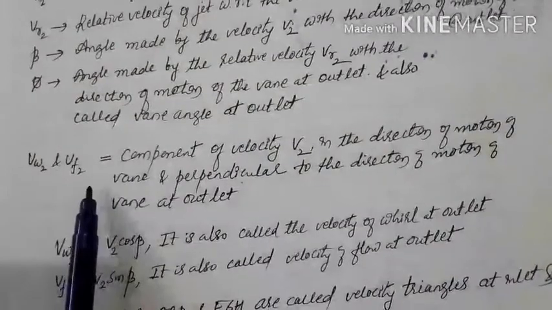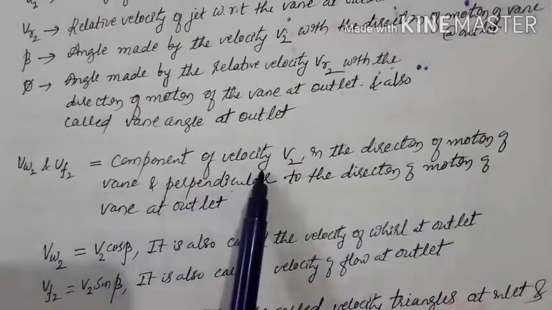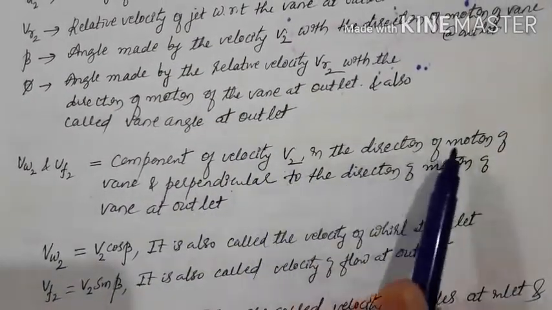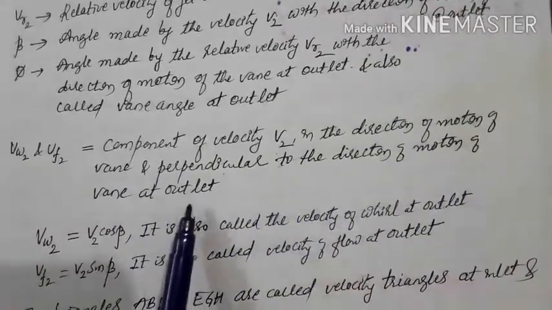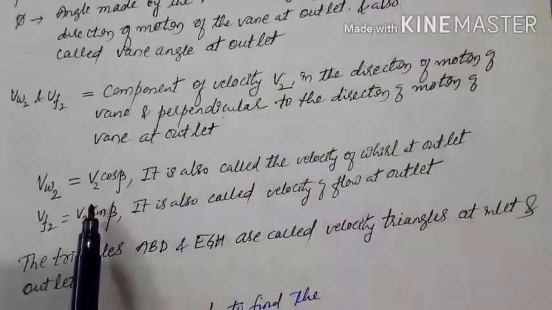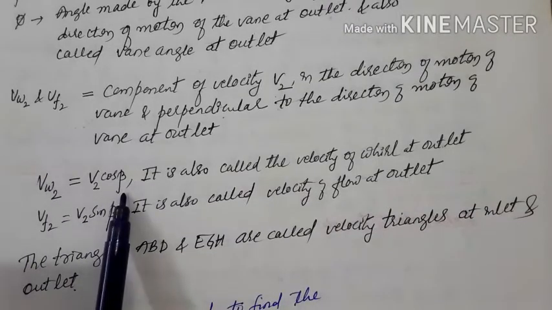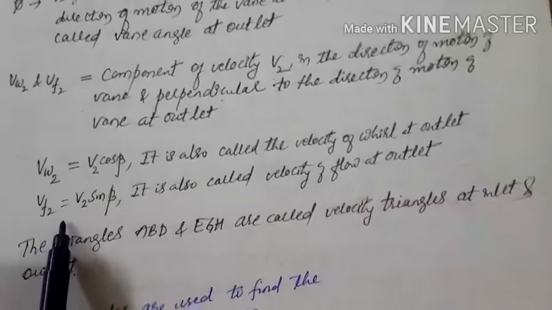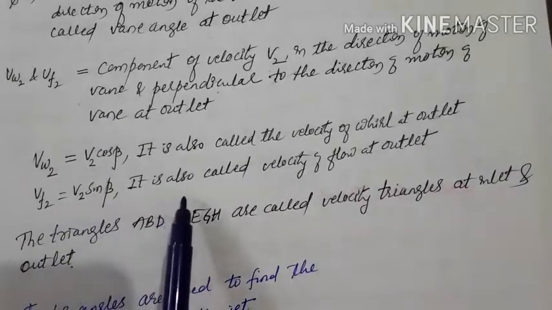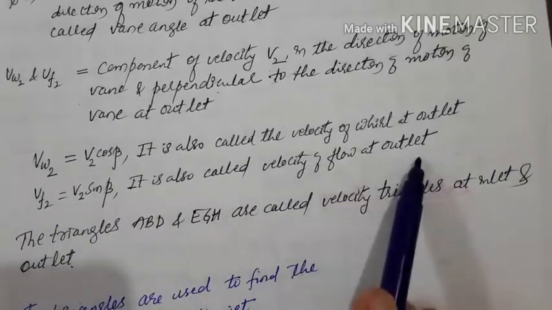Then Vw2 and Vf2 are the components of velocity V2 in the direction of motion of vane and perpendicular to the direction of motion of vane at outlet. Vw2 can be taken as V2 cos beta. It is also called the velocity of whirl at outlet. And Vf2 is V2 sin beta. It is also called the velocity of flow at outlet.